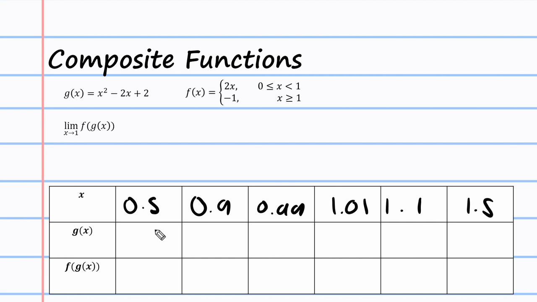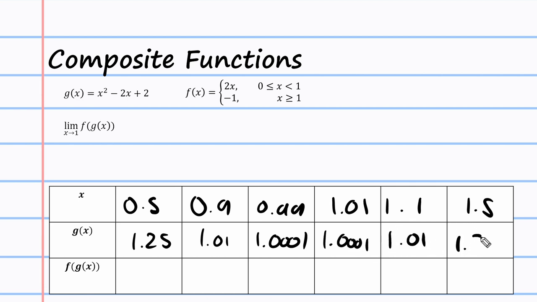Now, the values that I calculated for g of x are 1.25, 1.01, 1.0001, 1.0001, 1.01, and 1.25. So now we've calculated g of x. Now we have to calculate f of g of x.